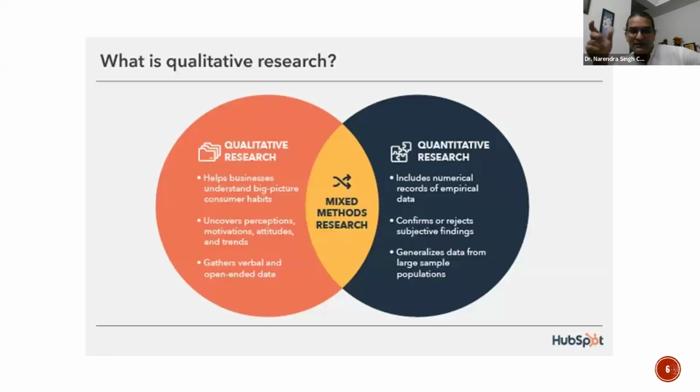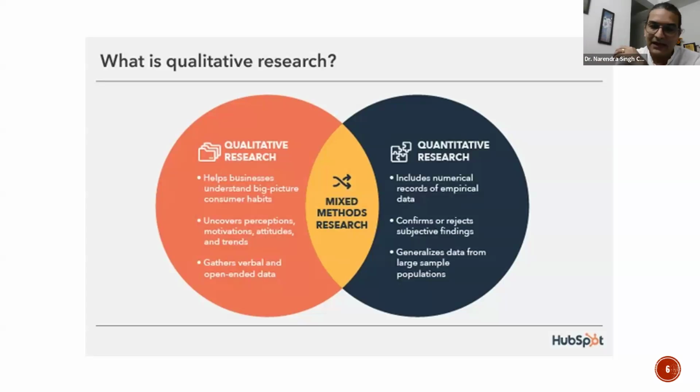Now, it also helps the big picture be seen, for example when I want to understand consumer habits. Somebody asked me yesterday about mixed method research, where I combine both. Why do we go for mixed methods? At times there can be triangulation. There are three ways through which I can triangulate. For example, I take data from three sources: first qualitative, second quantitative, and third published research, that is, a literature review. So that could be one triangulation.